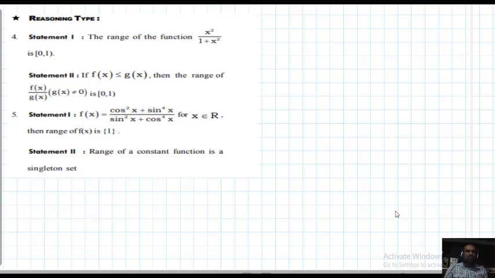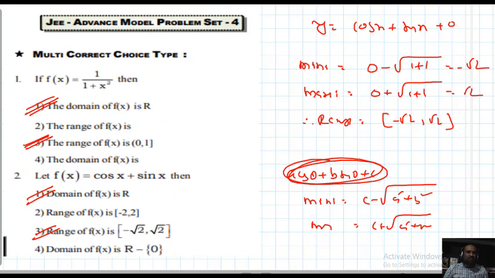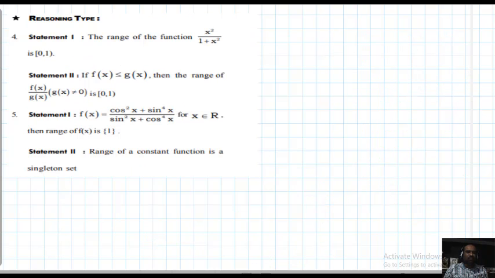Students, this is the 16th part of functions. In the 15th part I started advanced model test number 4. I explained a few problems, 3 completed. Now the 4th problem: statement type, reasoning type. How to answer the reasoning type I have already explained.